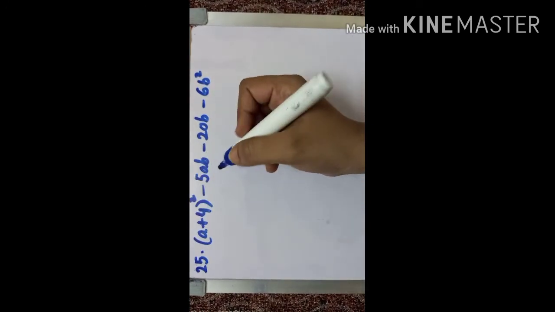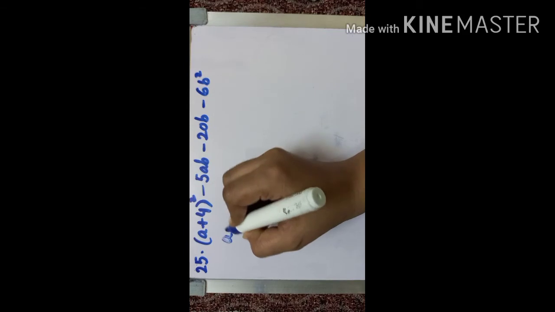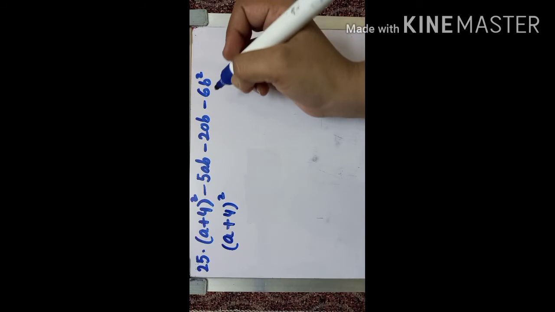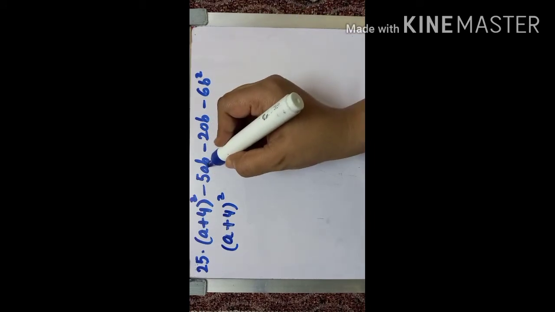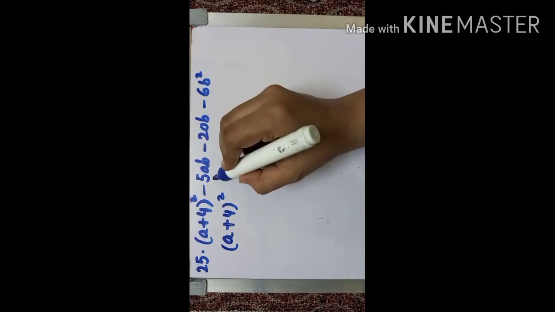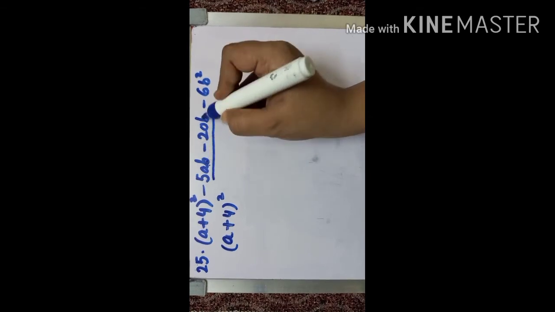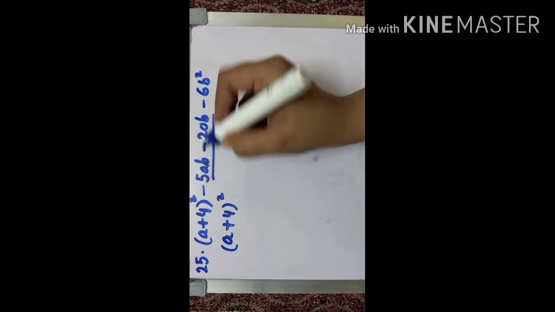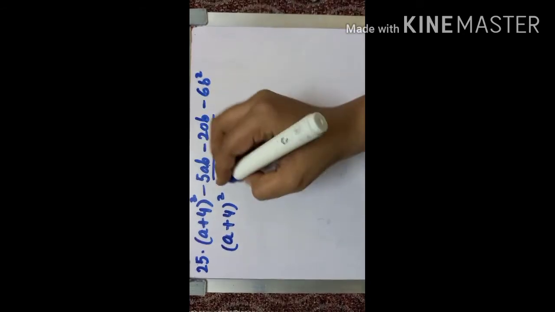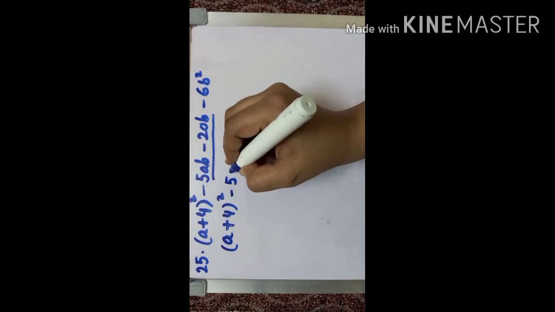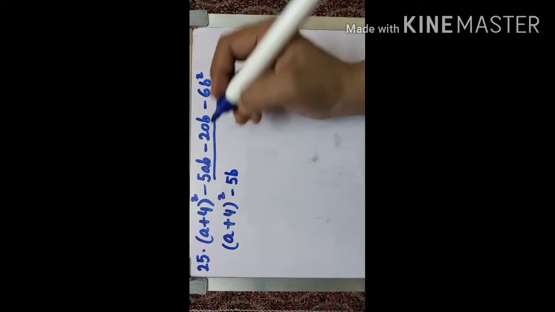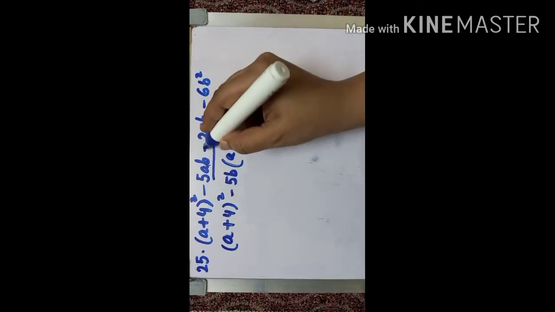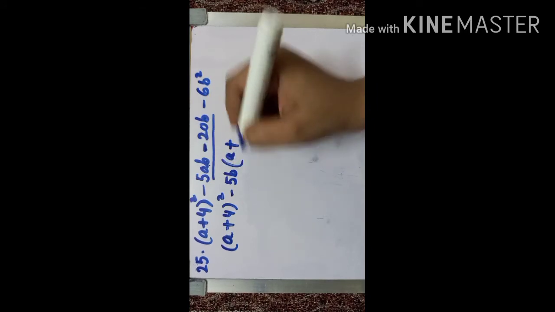Now you can see here (a + 4)², let us write as it is, then here minus 5ab minus 20b. Out of these two terms, b you can take common. Other than b, 5 and 20 are there, so 5 also you can take common. So take minus as it is, 5b common. If you take 5b common, a will be remaining, then in place of minus you have to write plus because you are writing under brackets.